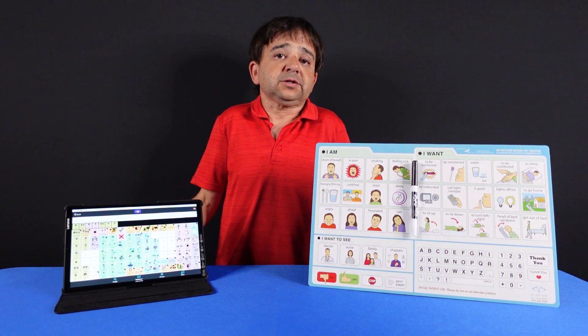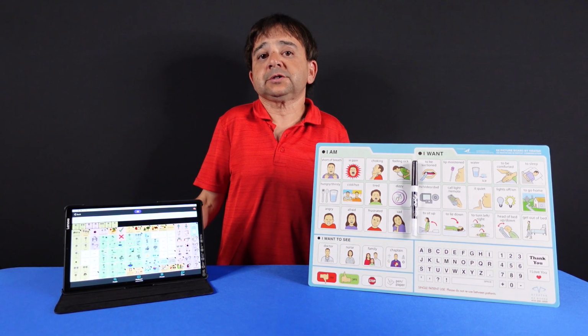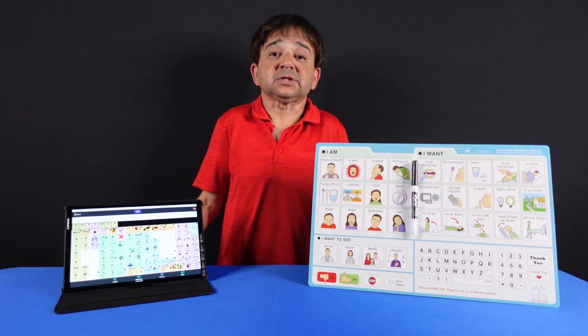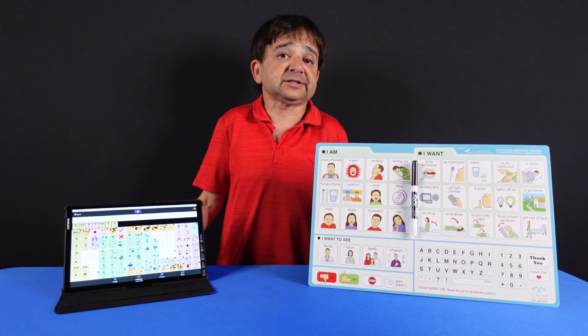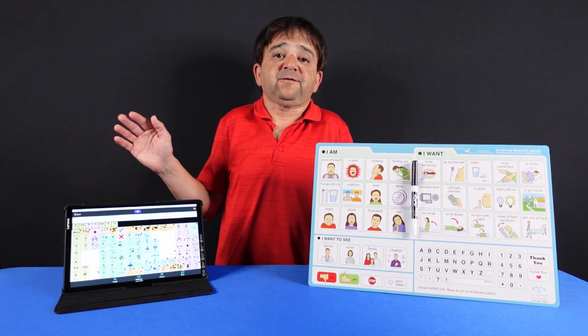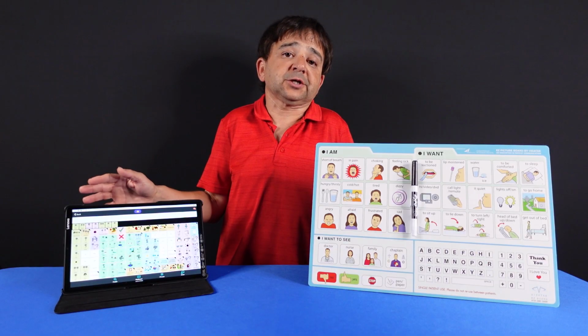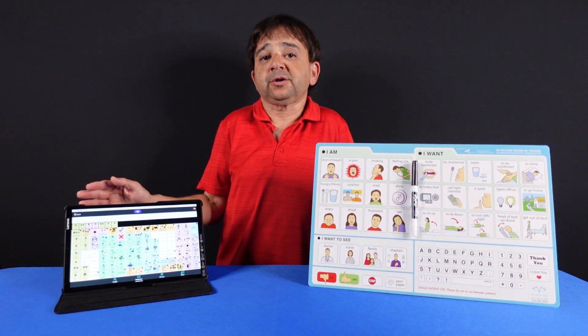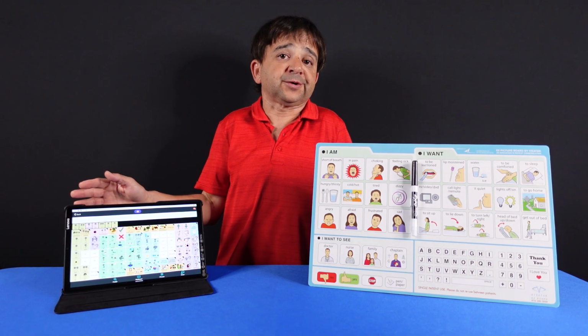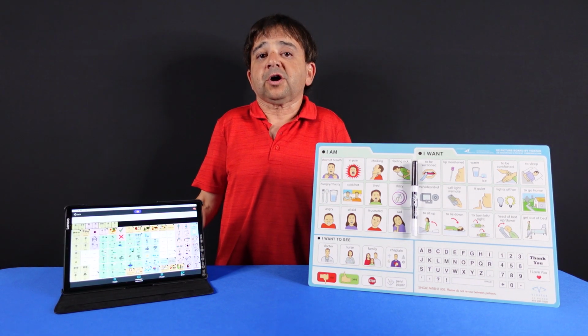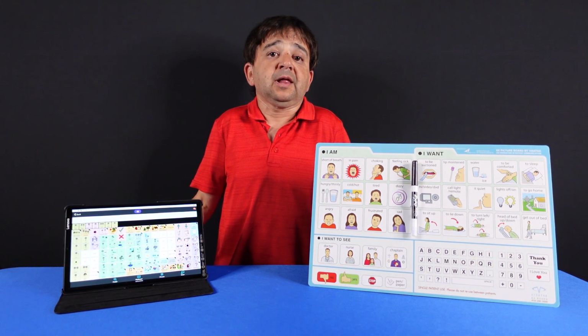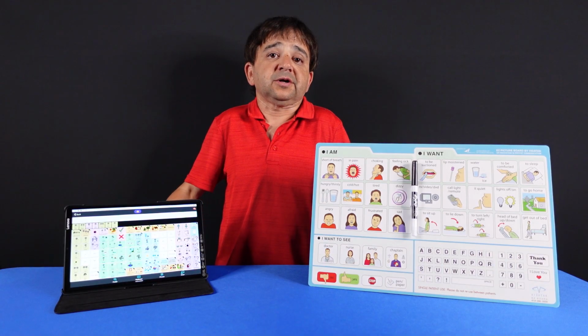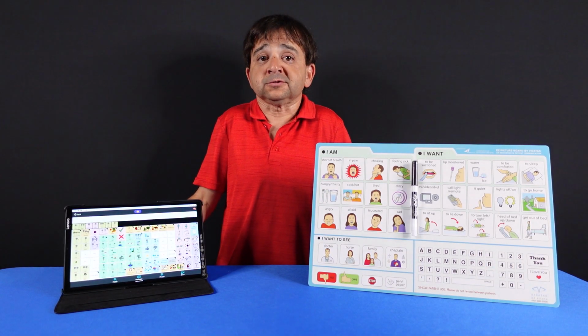Also, some benefits for a printed AAC board. For some people, it's easier to learn and more simple. Whereas for a high-tech AAC board, there's more that can be done for communication, but it does take longer to learn. Ultimately, it comes down to the individual, how they prefer to communicate and what they prefer to use.